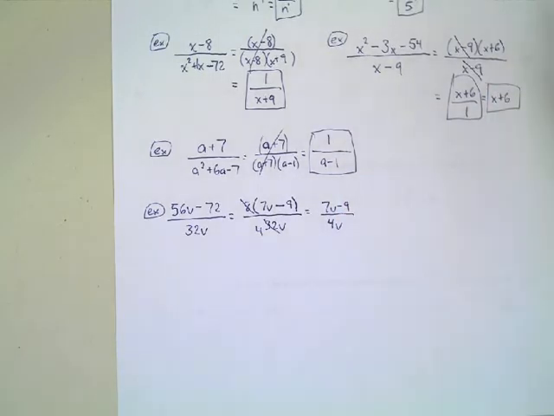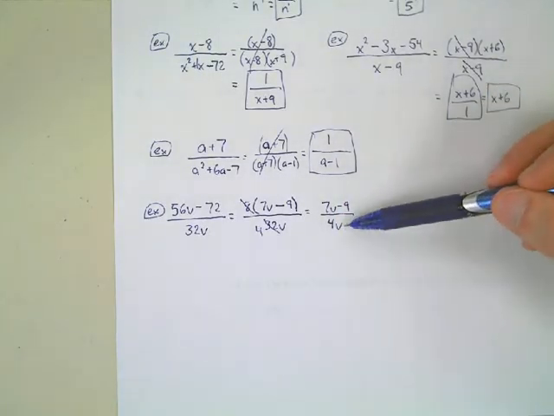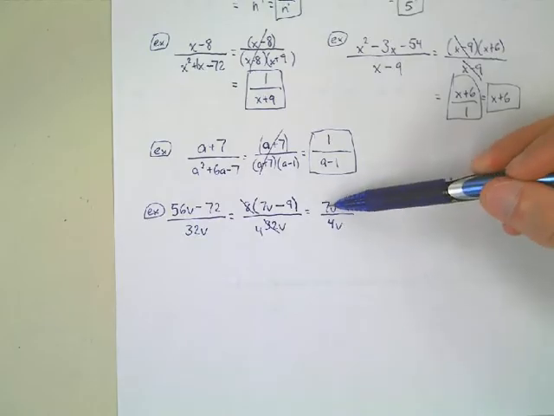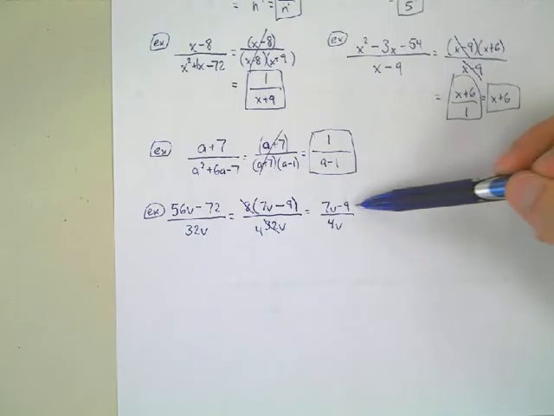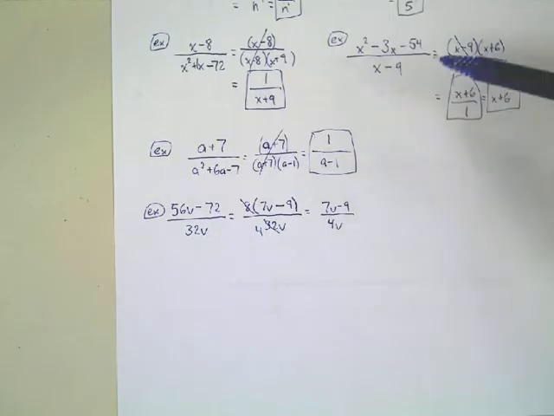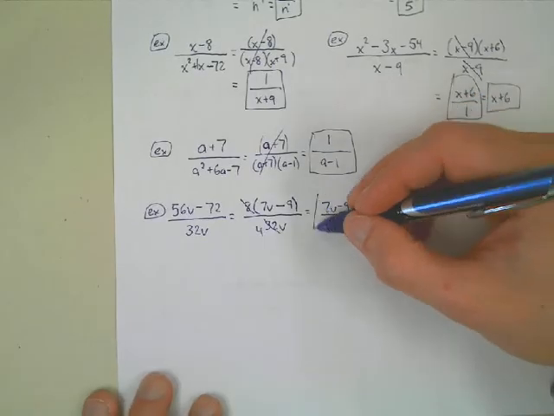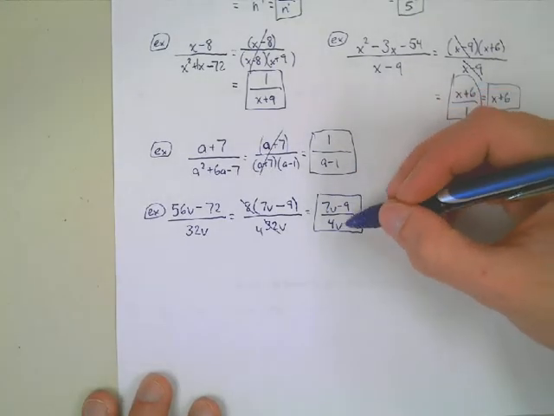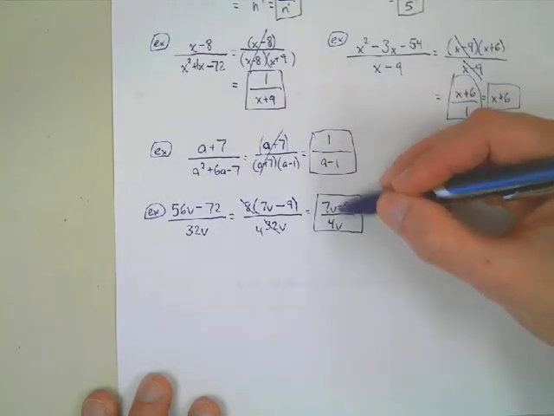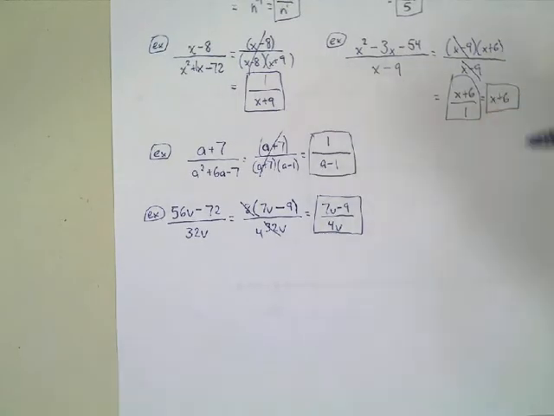Now notice, this v cannot cancel out in the denominator. It can't cancel out because this term has a v, but this term does not, so we cannot cancel that v out. This is the best we can do: 7v minus 9 over 4v, and that's it. These v's cannot cancel out because both terms don't have a v.